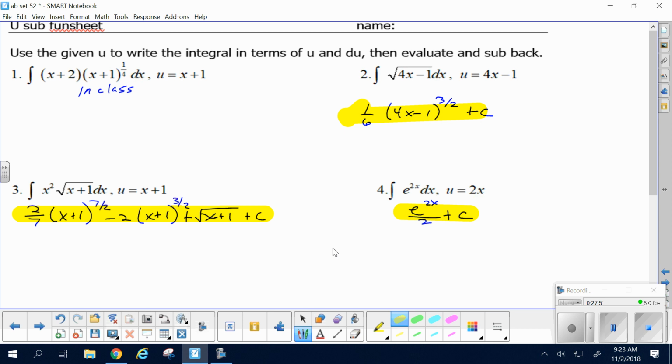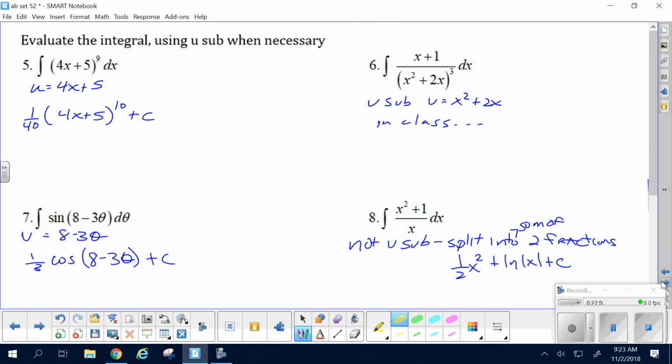Moving on to 5. Here they didn't tell you what to use, so I'll tell you what. If you didn't get the answer, then I would write yourself a note: use this u. The u there was 4x plus 5. If you did this correctly then, 1/40 times (4x plus 5) to the 10th, plus C. Number 6, I think we did in class as a warm up.